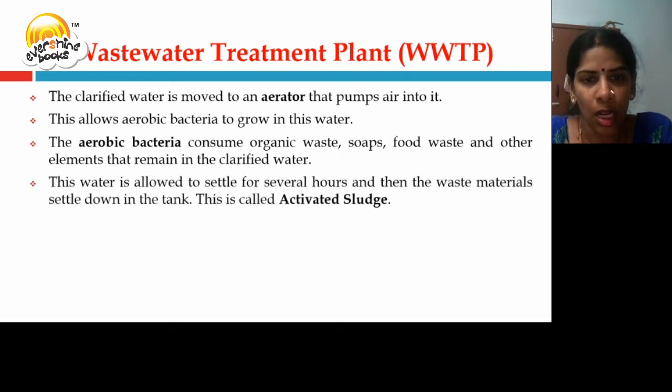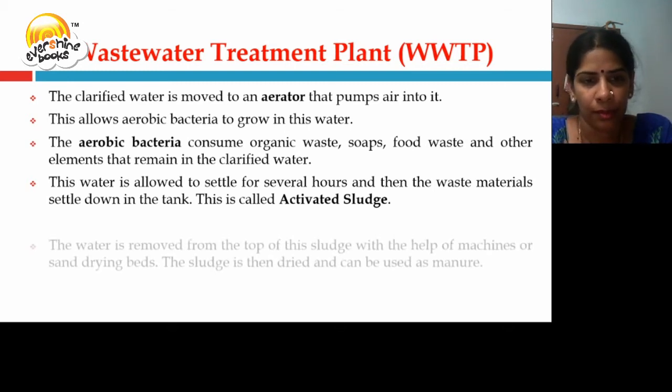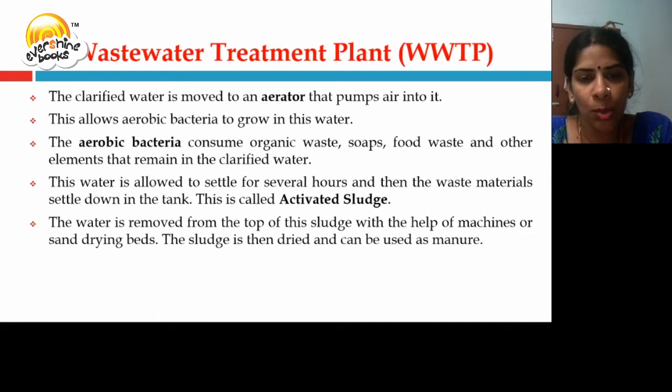This water is allowed to settle for several hours and then the waste materials settle down in the tank. This is now called activated sludge. The water is removed from the top of the sludge with the help of machines or sand drying beds. The sludge is then dried and can be used as manure.